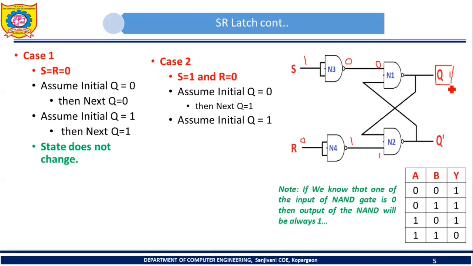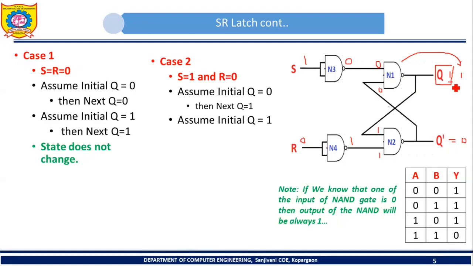Right? Now here what is the initial value of Q? The initial value of Q is 1, so here 1 will become input to N2. So both inputs of N2 are 1, 1. What will be the output? Q prime will be 0. See this truth table, both inputs are 1, 1, the output will be 0. So this 0 will become input to N1. Both inputs of N1 are 0, 0. So what will be the new output of N1? Yes, the new output will be 1.